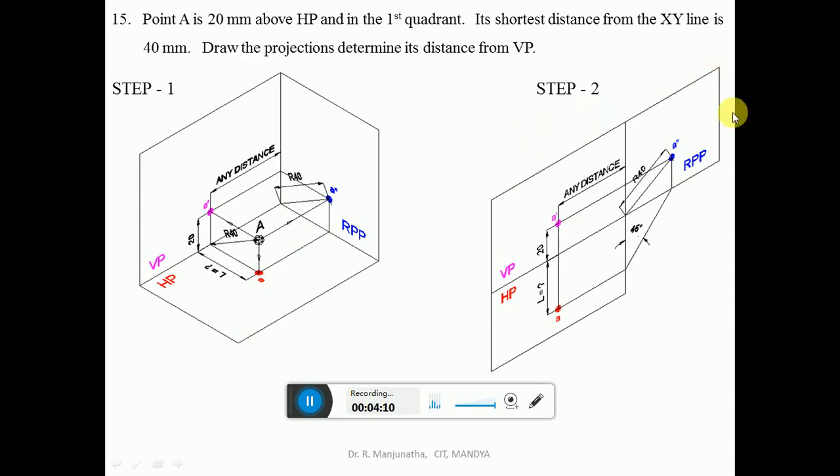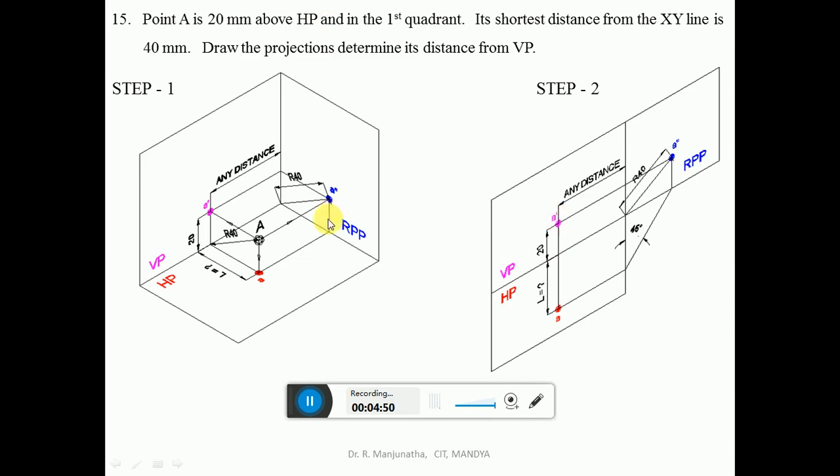So this is step 2, wherein the horizontal plane is rotated by 90 degrees and the RPP is also rotated by 90 degrees. Now whatever the distance which was there in VP, HP and RPP has correspondingly been transferred. Now the distance with respect to the profile plane is not given, so you draw a vertical projector at any distance from this x1 y1 line. Then the distance above HP is given, which is 20 mm above HP. So from the xy line you measure 20 mm above the xy line and mark this point, which is A dash.